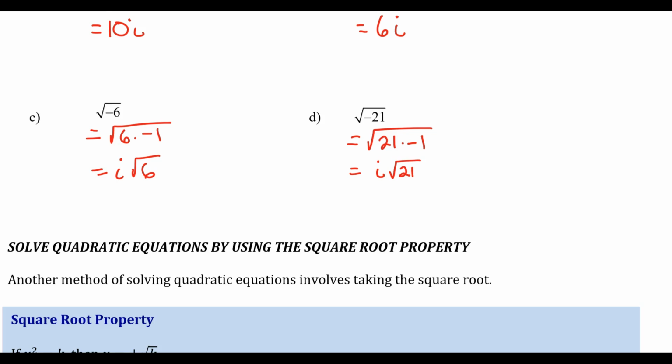A hint here: if you ever have square roots and there's a negative underneath there, take that negative sign out and make an i in the front. So my suggestion is practice some of the imaginary numbers, simplifying them, and then let me know if you have any questions.